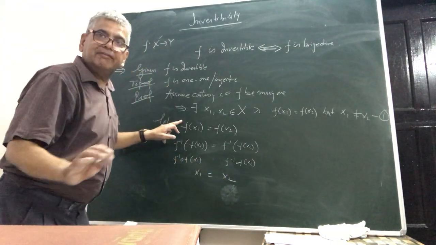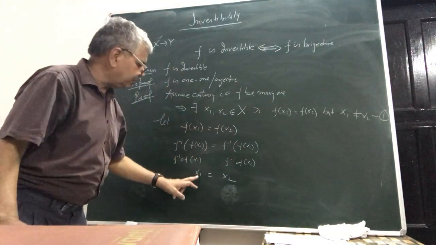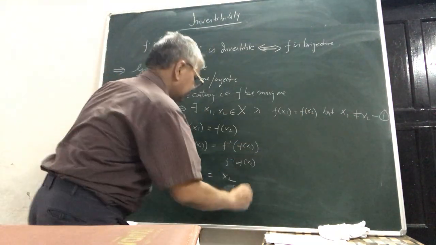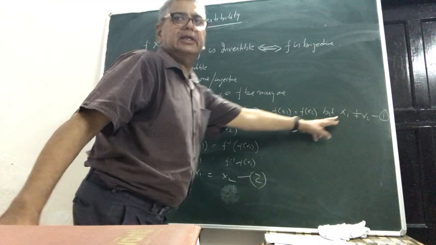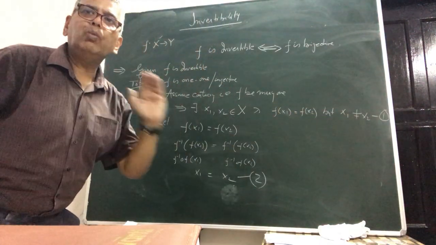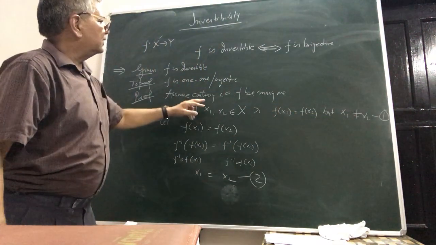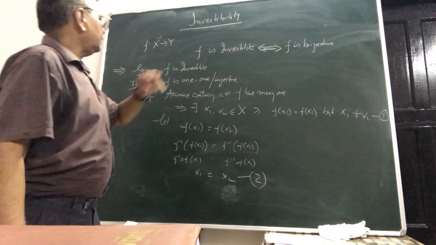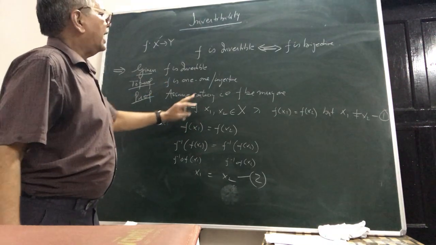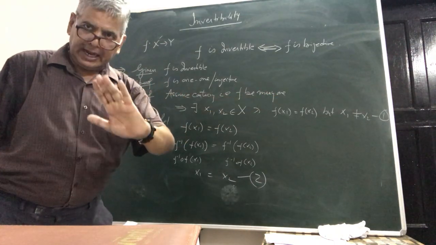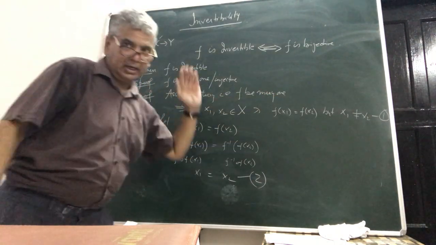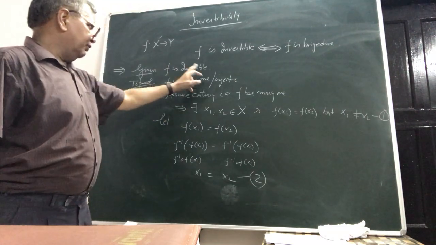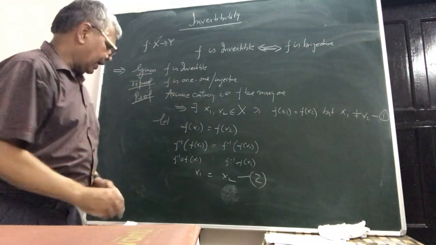So whatever, when we assumed f(x1) is equal to f(x2), we are showing that x1 is equal to x2, which is in direct contravention to our result 1. As such, assuming that f is many-one cannot happen, because if you assume this, you come to a contradiction. And as such, if f is invertible, then f ought to be one-one.